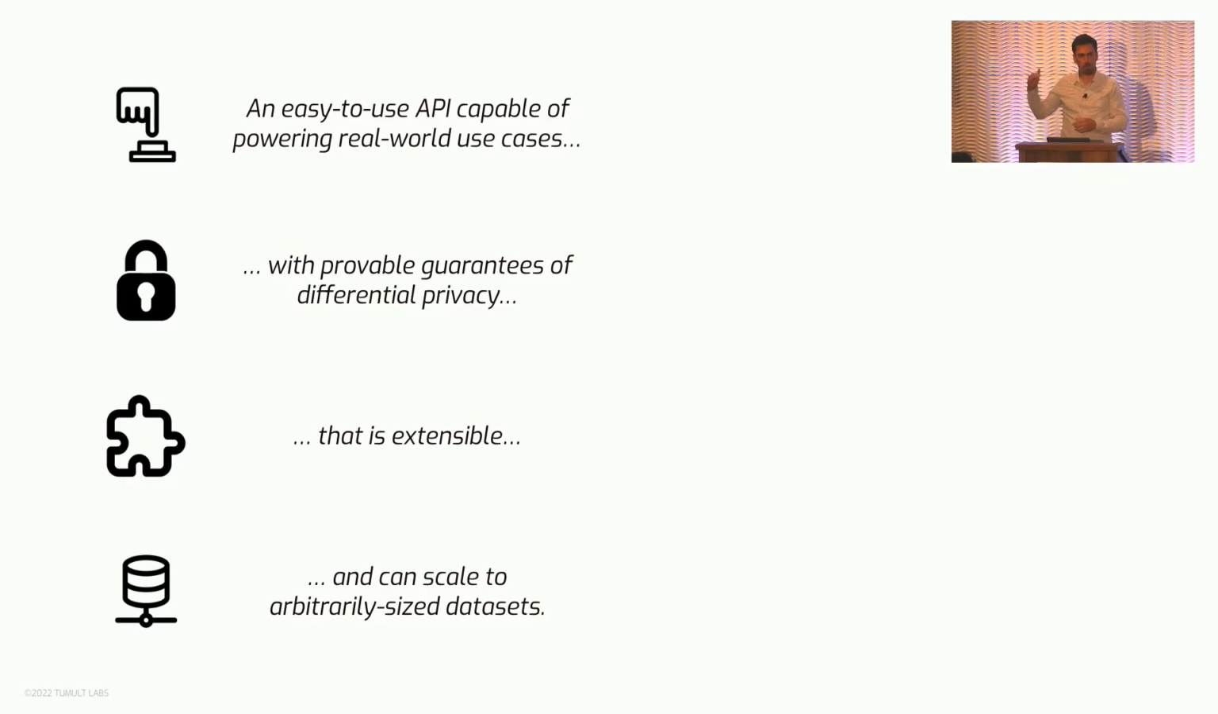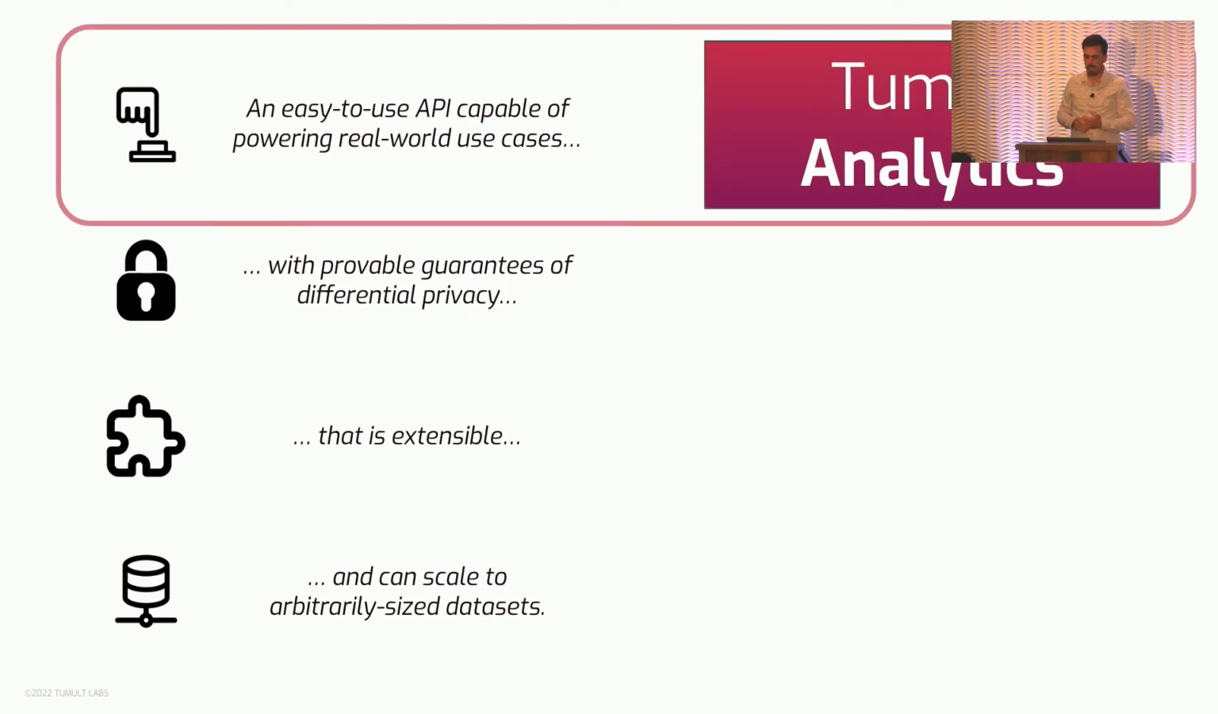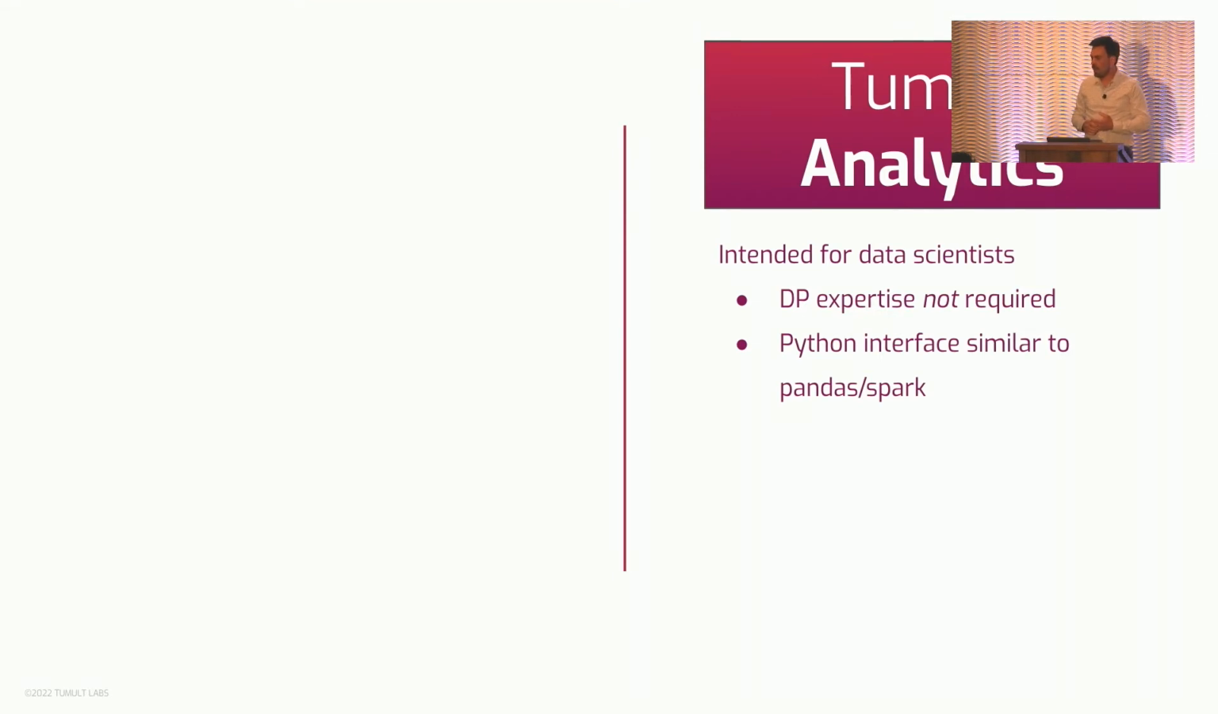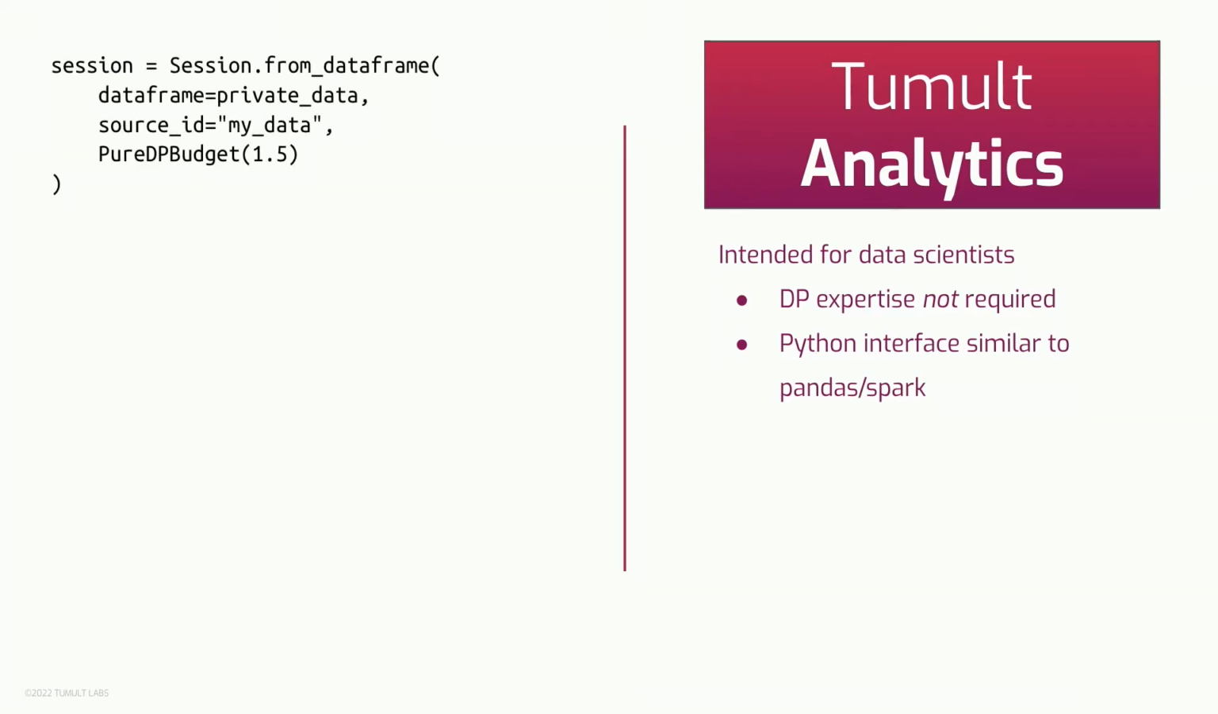Our platform is composed of layers, with each layer focusing on a different subset of the design goals. The topmost layer is analytics, which offers an easy-to-use but powerful API. Analytics is intended for data scientists. They don't need to be experts in DP, and we hope that the Python interface will feel familiar to users of, say, Pandas or Spark, because it has similar functionality and a similar programming style. I'd like to show just a brief code snippet here.